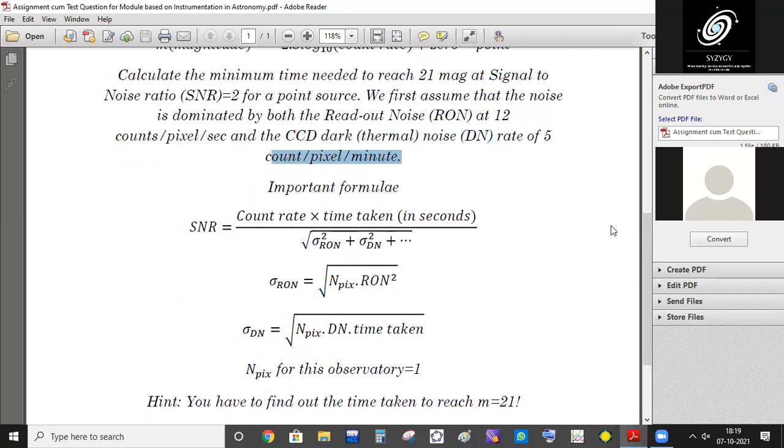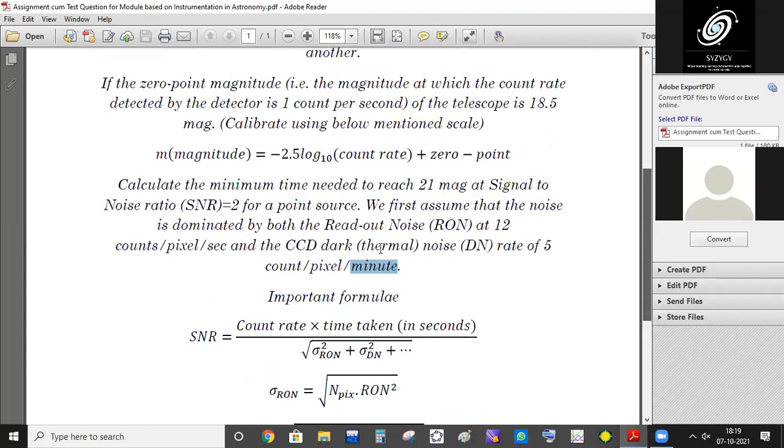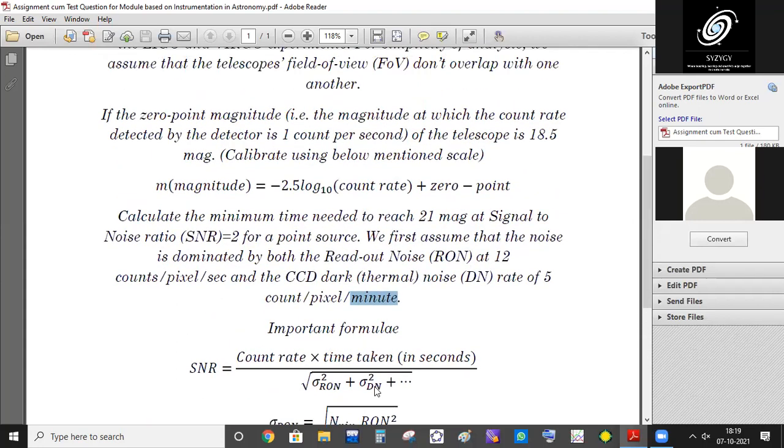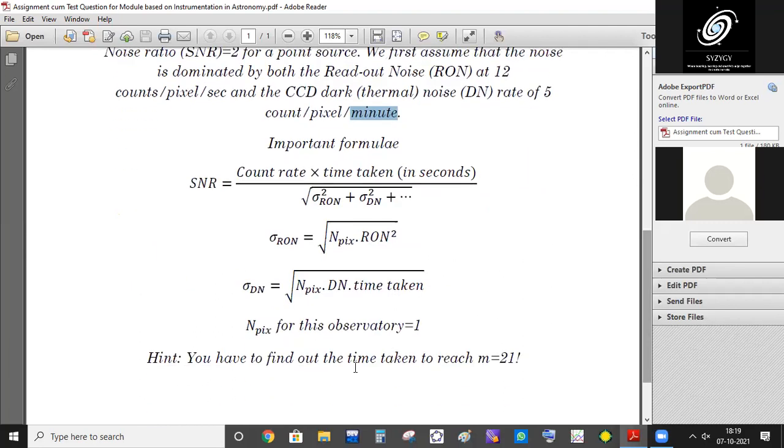So you need to solve the question. Readout noise is given as 12 counts per pixel per second, and the thermal noise is given as 5 counts per pixel per minute. Now the hint is minute. You need to convert minutes into seconds, that is the standard quantity. Now you need to start solving. In this question, you need to find the time taken. The entire question revolves around finding time, and for that you would require the count rate.